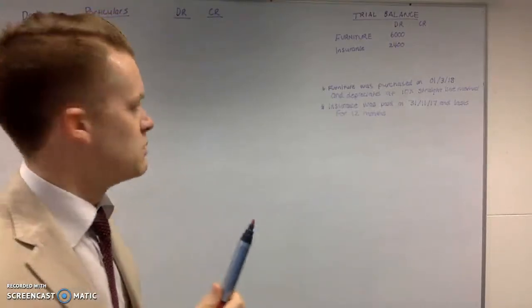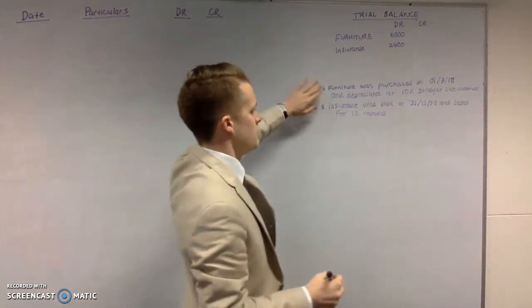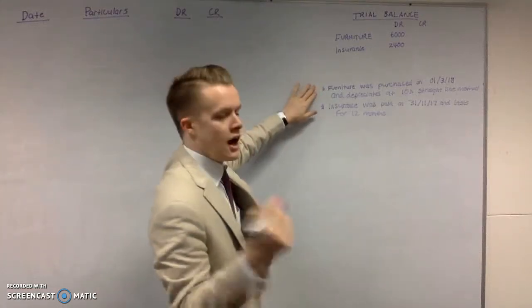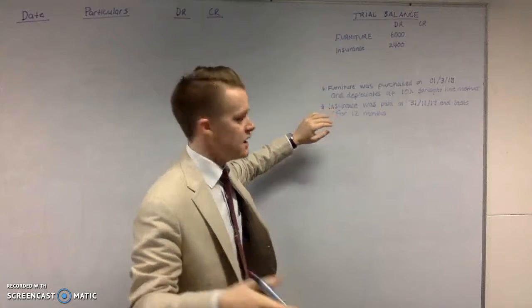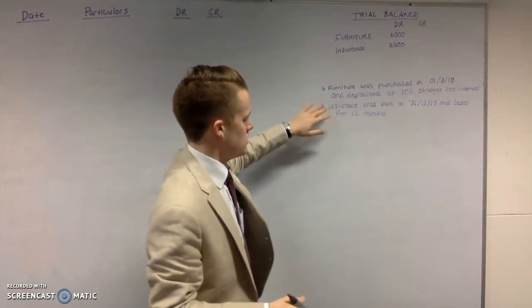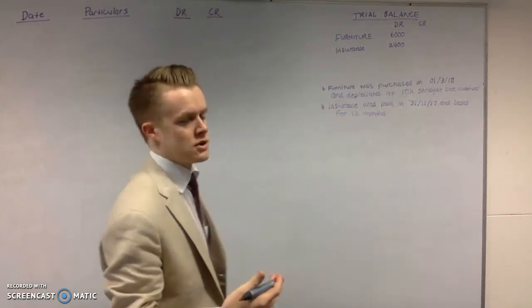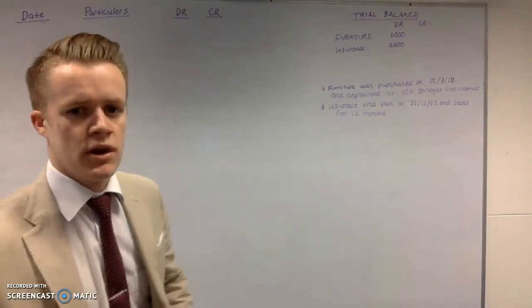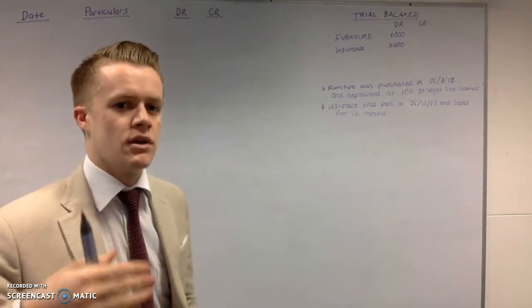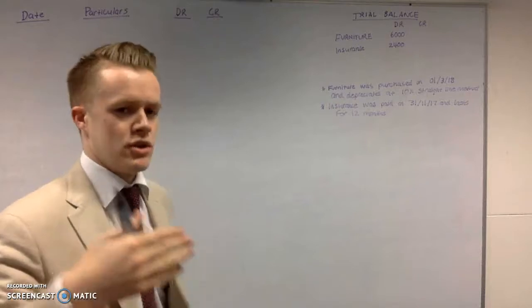We've got two different entries up on the board. So we've got furniture getting purchased halfway through the year and then you have to depreciate it. And then we've got insurance which is paid for halfway during the year, so prepaid expense. So there's obviously a calculation involved in getting the actual entry right.